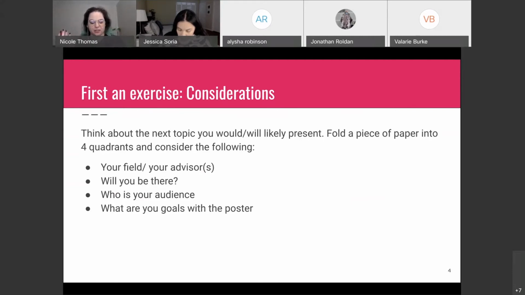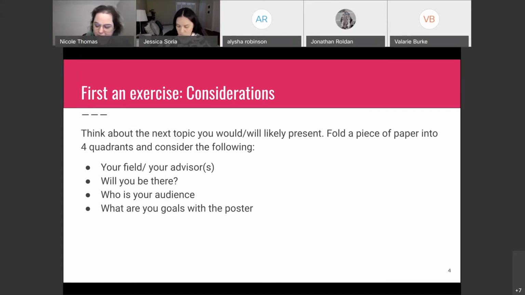Is it something that you're presenting on the way to potentially making it into your thesis or dissertation? Is it something that you're presenting to eventually turn into a published paper? Or is it something that you're presenting to get feedback on? Or is it just a small project that you've wrapped up and now you're done with? So in your fourth quadrant, you'll be focusing on your goals.